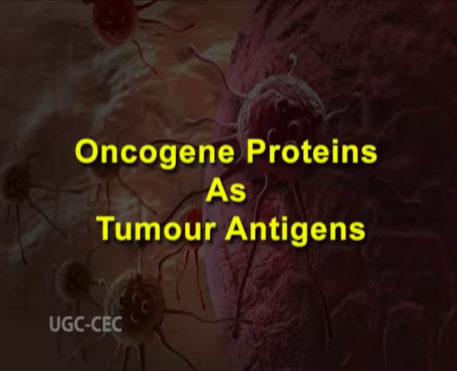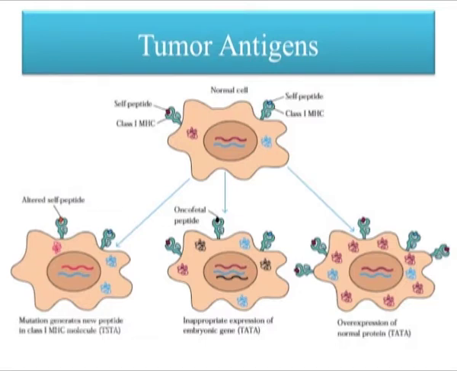Oncogene proteins as tumor antigens. Most of the antigens present on tumor cells are not unique to tumor cells, but are present on normal cells also. These antigens are basically the oncogene proteins. This increased expression of oncogene proteins is recognized by cells of the immune system, and an immune response is mounted against it. For example, NEU protein is expressed in high number on the cell surface in the case of breast cancer.